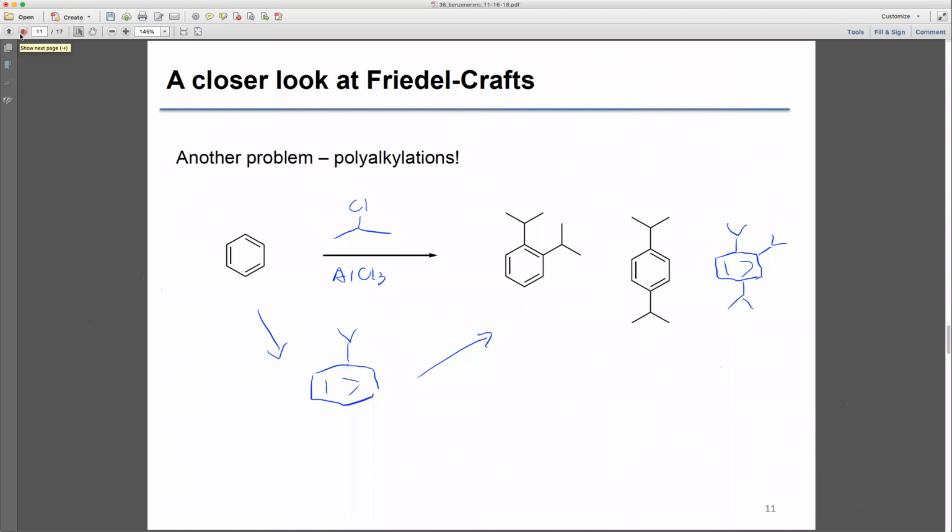I want you to think about the reactivity of benzene compared to the alkylated benzene. Which one is more reactive? Is benzene more reactive, or is alkyl benzene more reactive? Why do we think the alkyl benzene is more reactive?